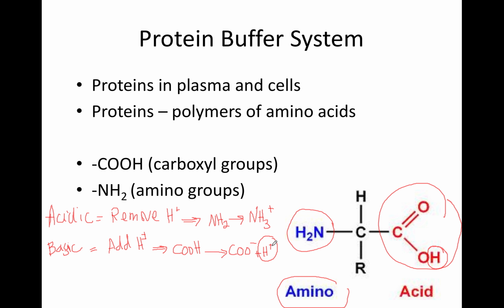So if I ask you, under acidic condition, how does your buffer system for protein work? Under acidic condition, you change NH2 to NH3 plus. Under basic conditions, you want to add hydrogen, and that hydrogen comes from the carboxyl group, where the carboxyl group releases the hydrogen associated with COOH, and it becomes COO negative plus a free hydrogen that contributes to making the blood more acidic.